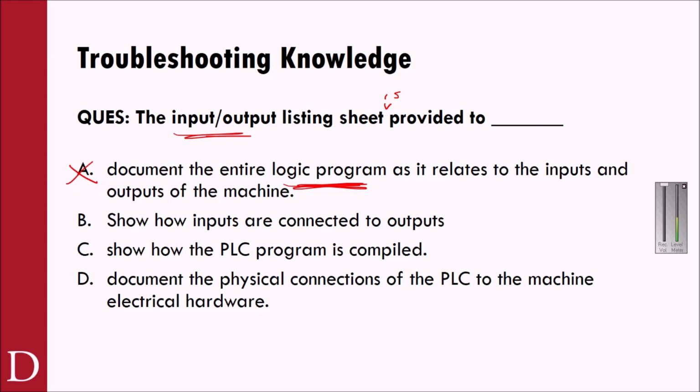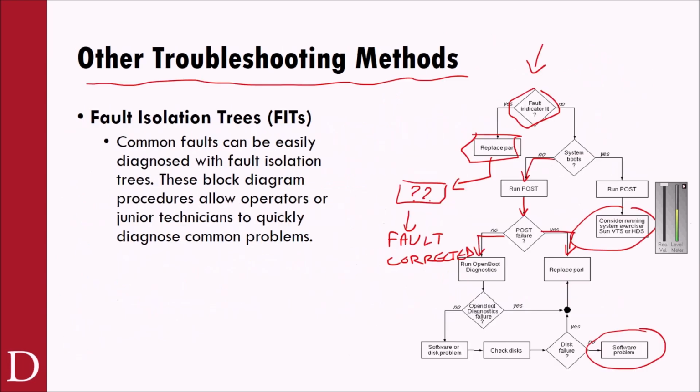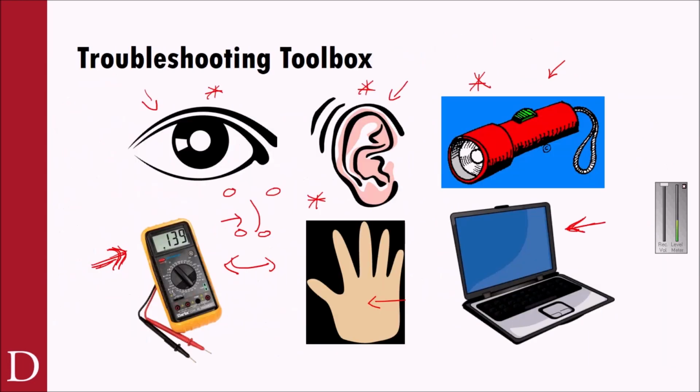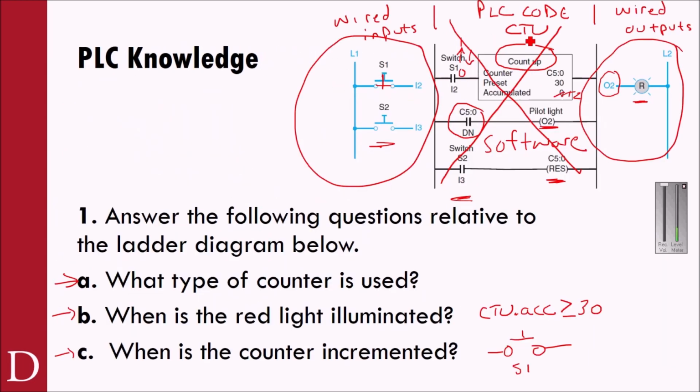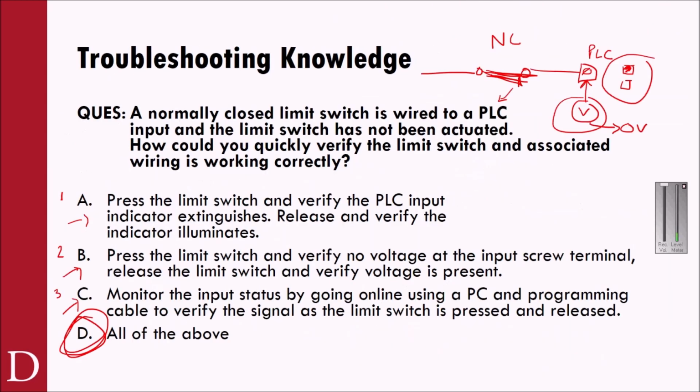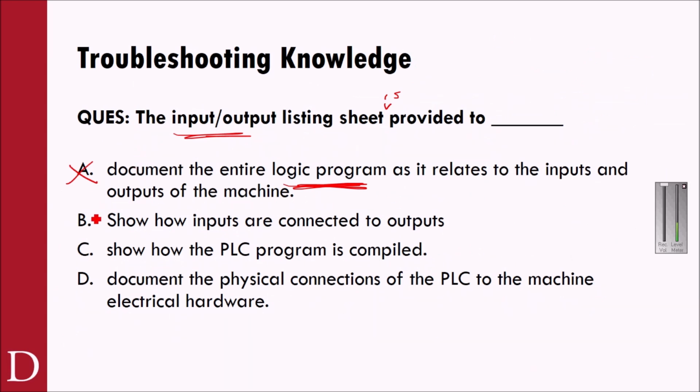Is it B? Does it show how inputs are connected to outputs? Well, if you think about a PLC controller, the physical inputs are not connected to the outputs. Remember, what connects the inputs and the outputs really is the program in here. So the inputs are just connected to screw terminals, the outputs are just connected to screw terminals. So absolutely not on that one as well. That doesn't even make sense.